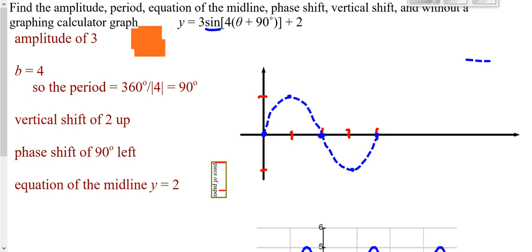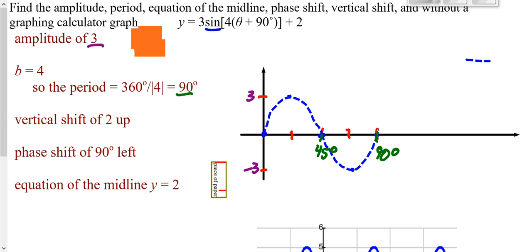Now I'll come along and start putting in my markings. You'll notice my amplitude was 3, so this is going to be 3. This would be negative 3. One full period was 90, so this right here is going to be 90. So therefore, this is going to be 45 degrees. Now, my graph actually continues on and repeats itself on each side here.